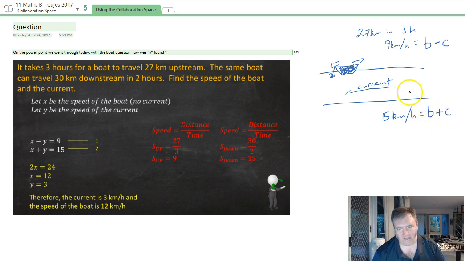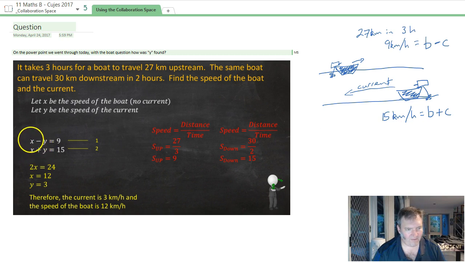So when it's coming back the other way, we've turned our boat around. Beautiful little boat there. There's my outboard motor, and under the water level there somewhere is the propeller. So we've got our boat coming back with the current, so the boat speed plus the current together is 15 kilometres per hour. That's where the two equations came from.